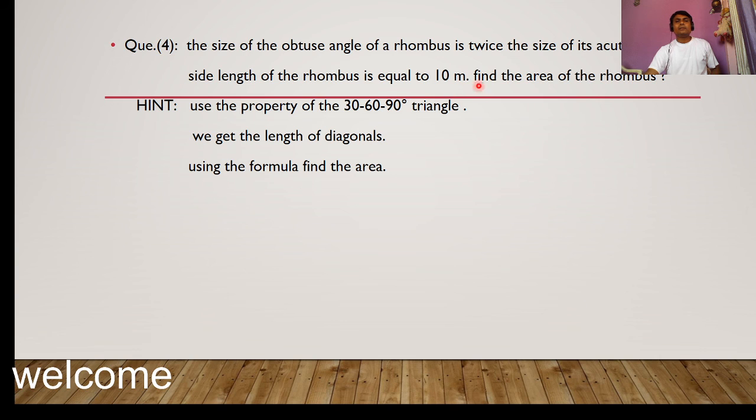From there you know the side is 10, then by using the property of a 30 60 90 degree triangle, the diagonals bisect each other, therefore the diagonals make 30 60 90 degree triangles. The rhombus side, that's the side length 10, is the hypotenuse of the 30 60 90 degree triangle. From that we get the values of the other two sides, and from that you get the diagonal lengths, and we can easily find the area of the rhombus by using the formula of area of rhombus.